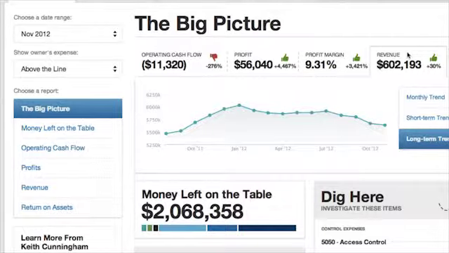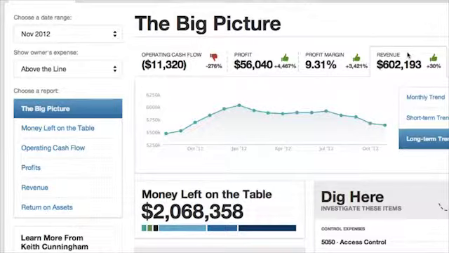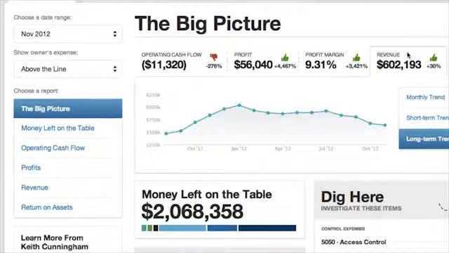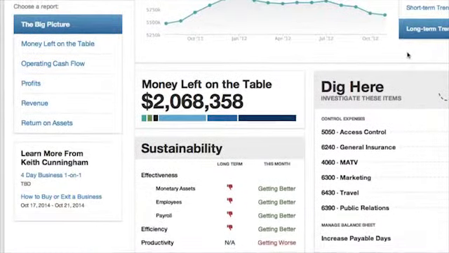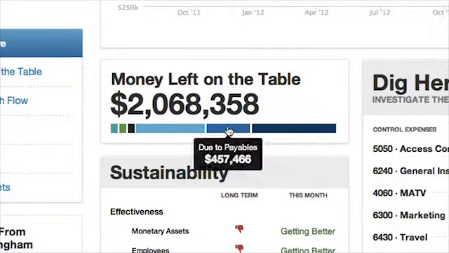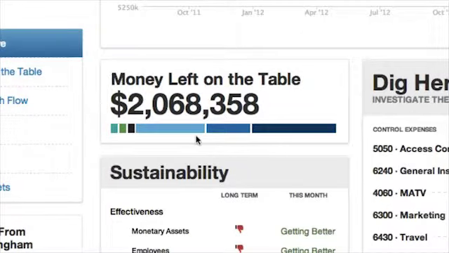You can easily change the analysis time period or specify if you want to analyze your numbers either before or after owner's expenses. Big picture also summarizes how much money you're leaving on the table because you did not operate in the current time period at your prior best ever level of performance in one or more categories. Moving your mouse over the bar graph will highlight the location and size of your suboptimal performance. This analysis is expanded later in the reports section.